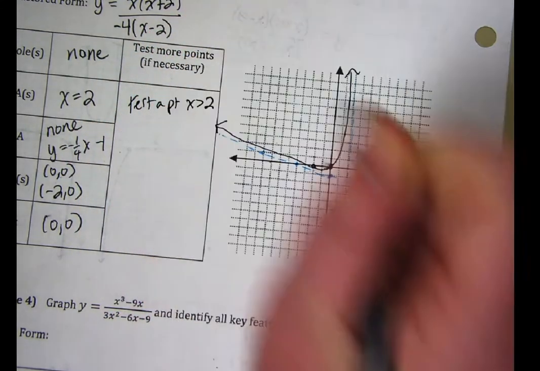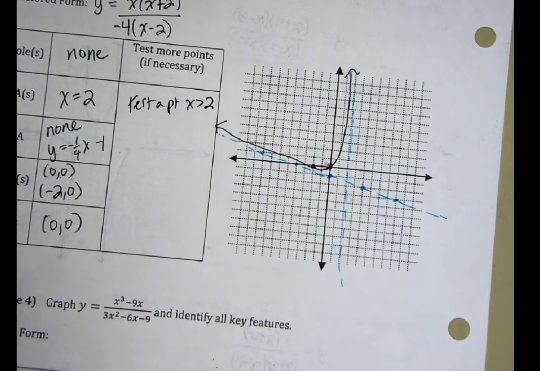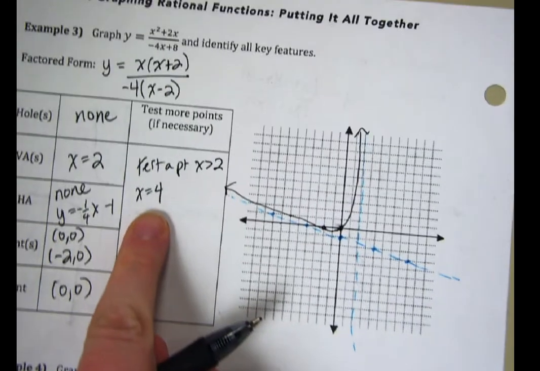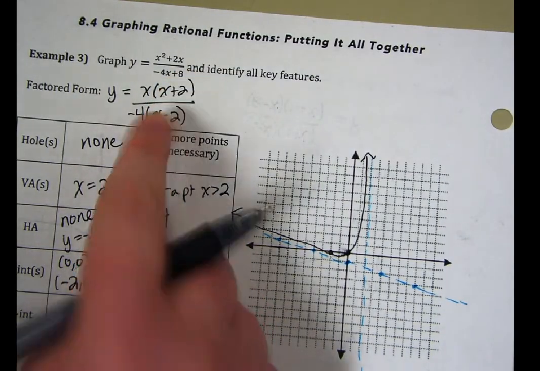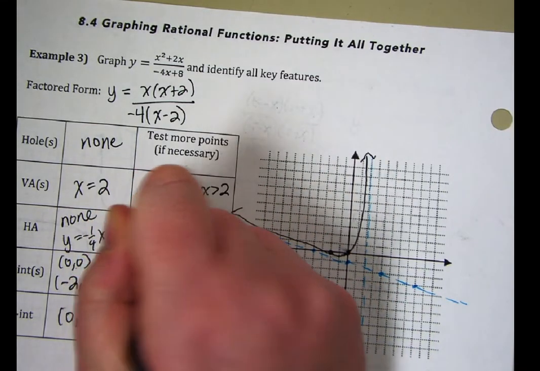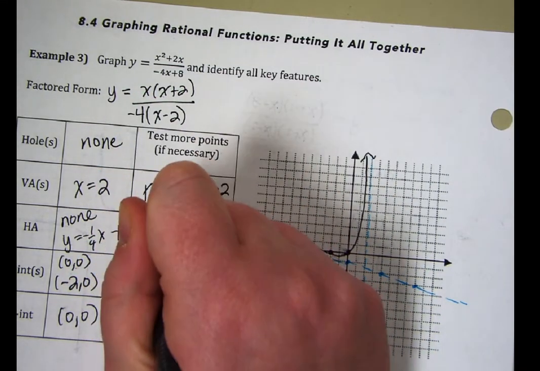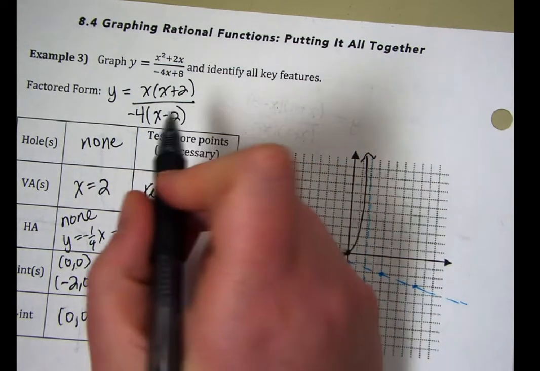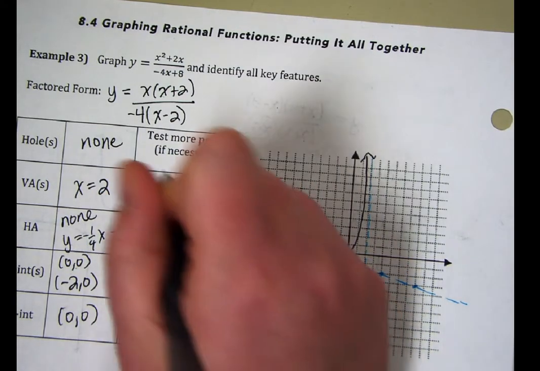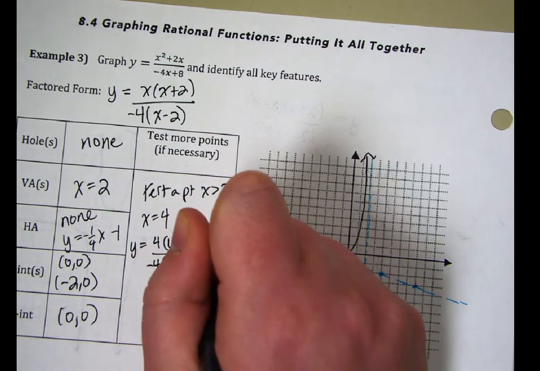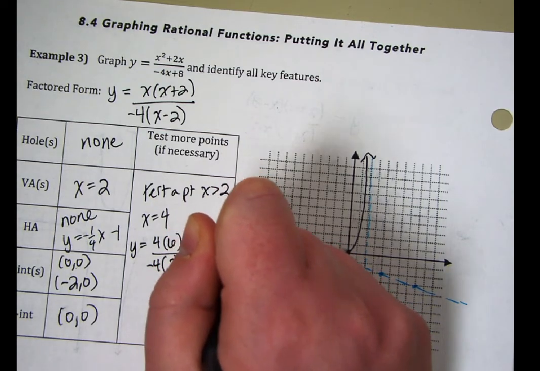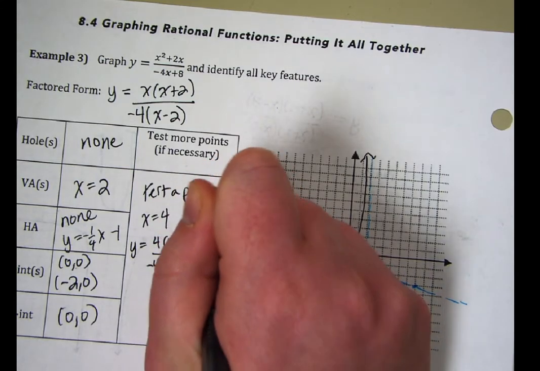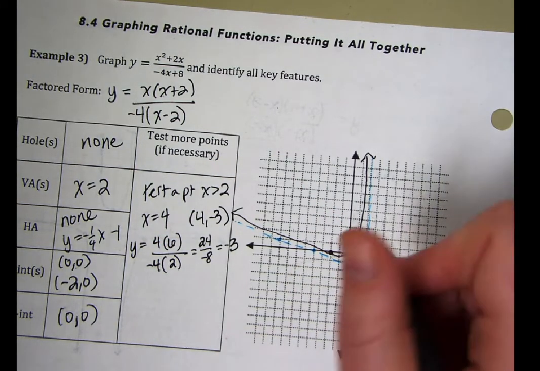So we want to test a point where x is greater than 2 because we want to be on the right-hand side of that vertical asymptote. So maybe I try 4. And once again, you can substitute that into the original or the factored form. If we do factored form, it's 4, and then 4 plus 2 is 6. In the denominator, we have a negative 4, and then 4 minus 2 is 2. So 24 over negative 8 is negative 3. So we have the point 4 comma negative 3 on our graph.